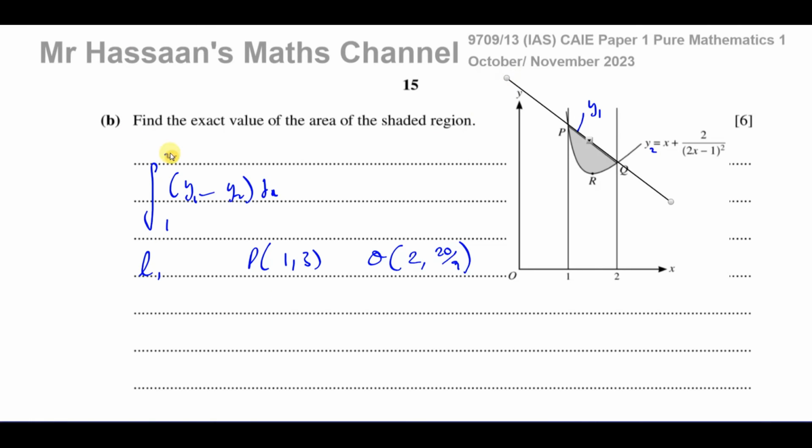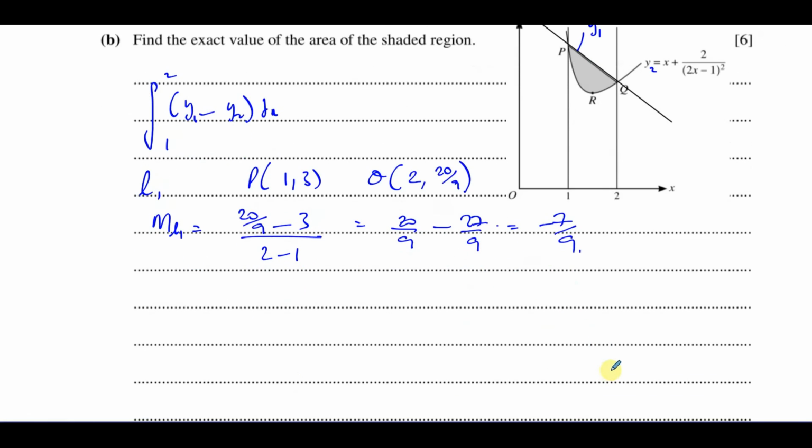So the equation of the straight line, you need to know the gradient. So the gradient of line 1 is given by the change in y, which is 20 over 9 minus 3, over the change in x, which is 2 minus 1. So it's 20 over 9 minus 3, which is 20 over 9 minus 27 over 9. 27 over 9 is 3. So that's going to be minus 7 over 9. So we know the gradient of the line is minus 7 over 9.